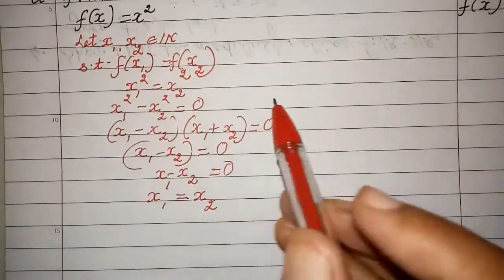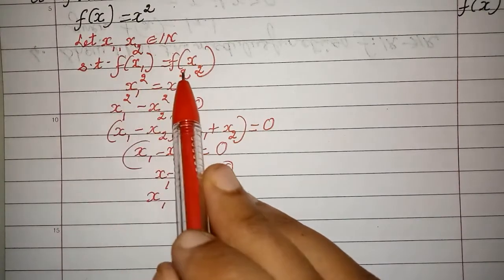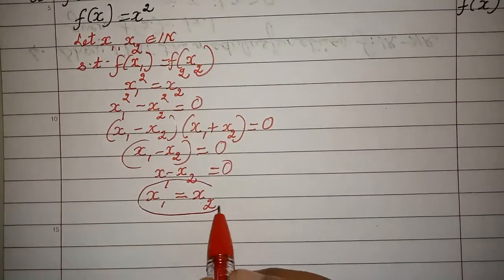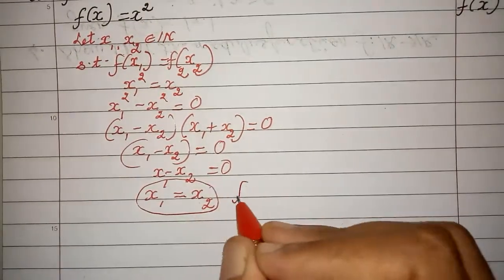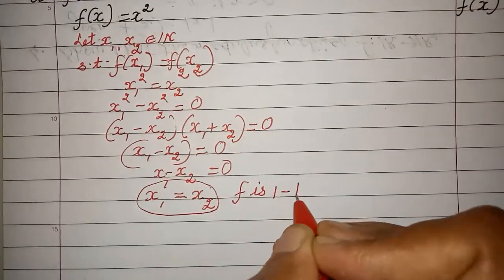So I have started with x1, x2 belonging to natural numbers, f of x1 equal to f of x2, and I am able to prove that x1 is equal to x2. So I will have my function f as one-one.